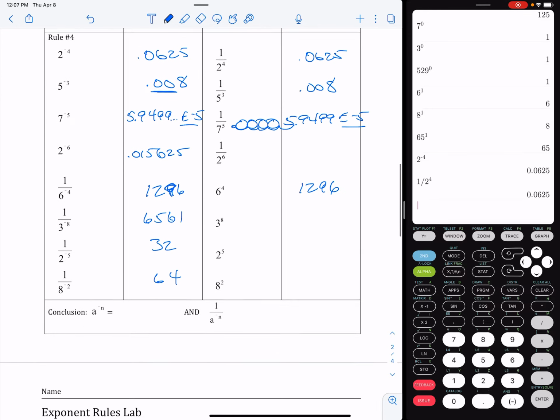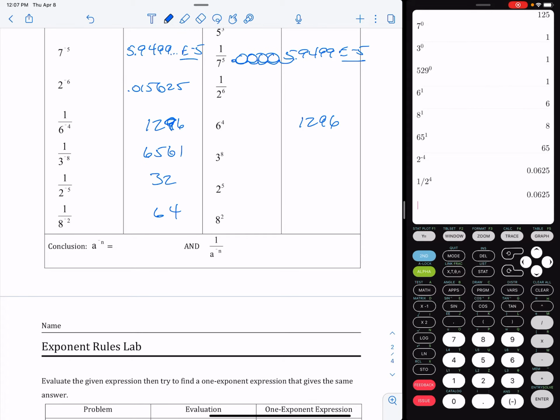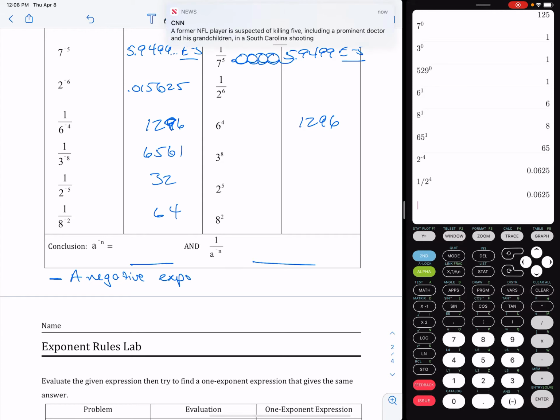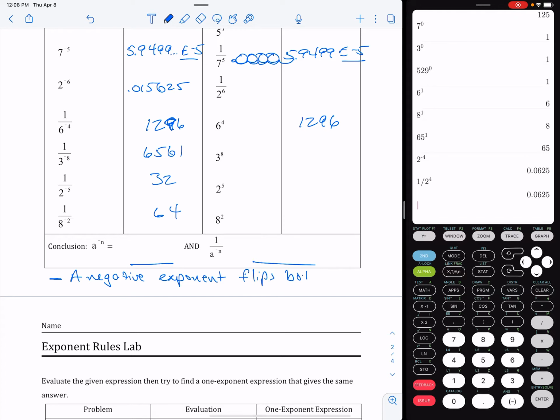So what could we say about negative exponents? Here's what I want you to say. Okay, I'm going to put a conclusion right here underneath, and then I'm going to write what happens in these little spots right here. So this is what I want you to write. A negative exponent flips both base and exponent.